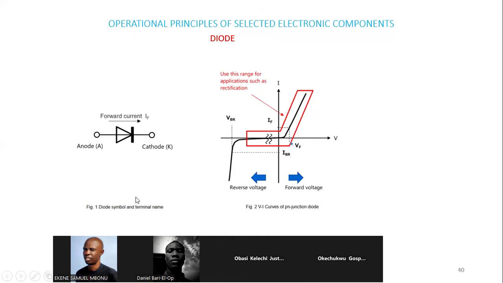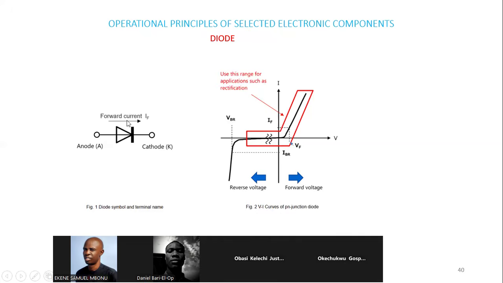So a diode is a semiconductor that allows current to flow in how many directions? In one direction, from anode to cathode. And there are key things you need to take note of when you are working with a diode.